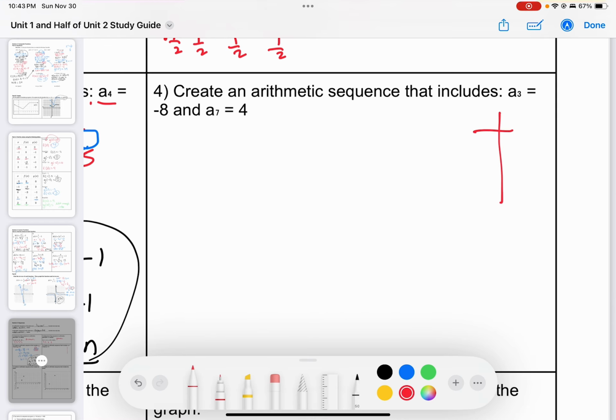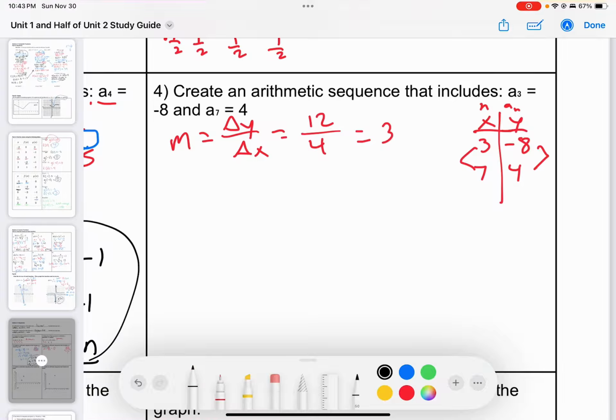All right, creating an arithmetic sequence with these points. Again, I'm going to throw these into a table of x, y, or input and output. You could say this is n and a_n, whatever. We've got (3, -8) and (7, 4). So my slope, which is the change in y over the change in x: y changes by 12, and x changes by 4, so the slope is 3.